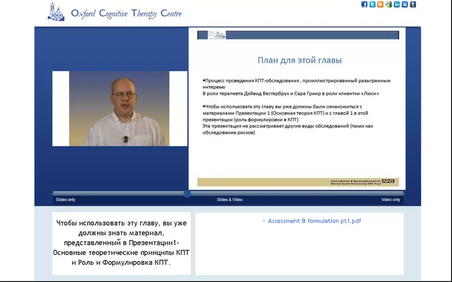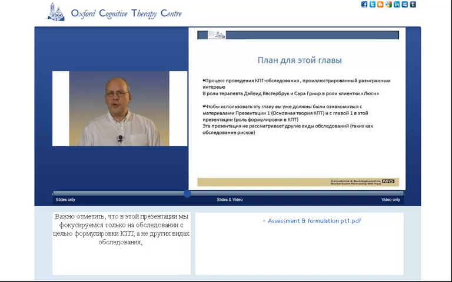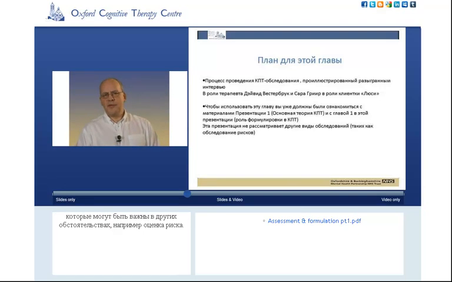To use this chapter, you should already know the material covered in presentation 1, the basic CBT theory, and in the earlier parts of this presentation on the role of formulation in CBT. An important note is to say in this presentation we're focusing just on assessment for the purpose of a CBT formulation, not the other kinds of assessment that may be important in some settings, for example, risk assessment.